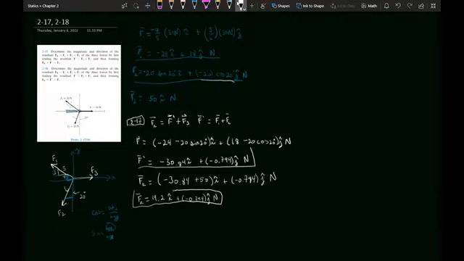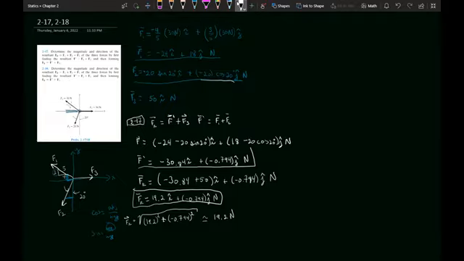They ask us for the magnitude and the direction. So to find the magnitude, we're going to do 19.2 quantity squared plus negative 0.794 quantity squared, and we're going to go ahead and take the square root of all of that equals FR, and this is going to be approximately equal to 19.2 newtons.